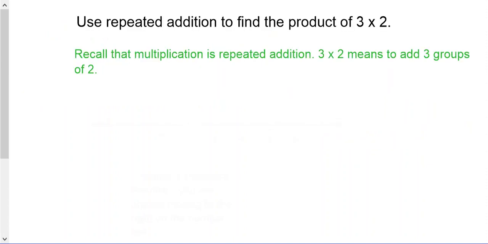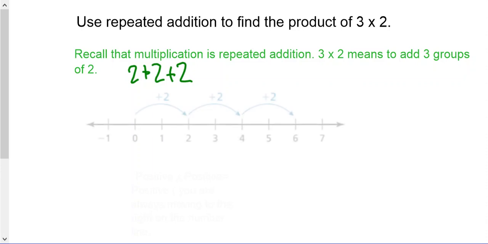Alright, we're going to start by using repeated addition to find the product of 3 times 2. And recall that multiplication is repeated addition. 3 times 2 means to add 3 groups of 2. So 3 times 2 can also look like 2 plus 2 plus 2. So we have 3 groups of 2. And let's look at a number line to see what that looks like.